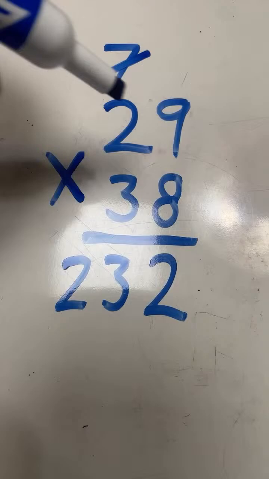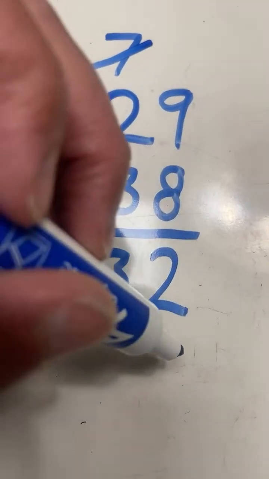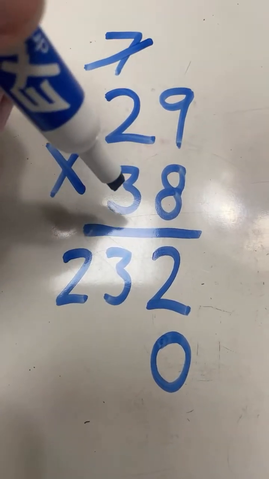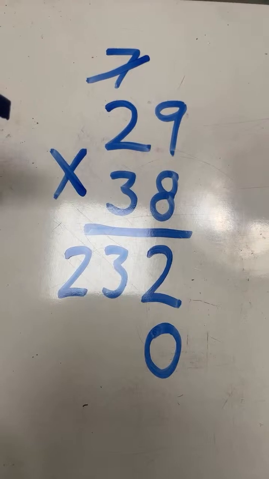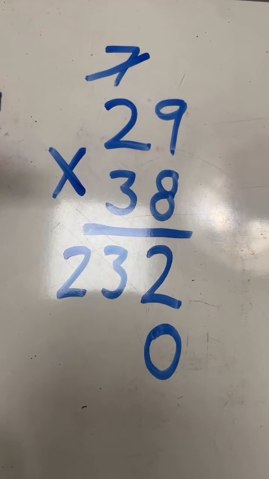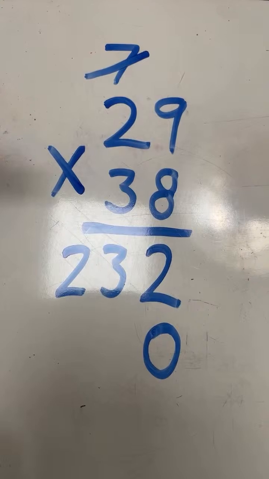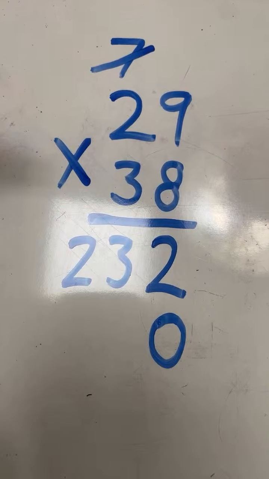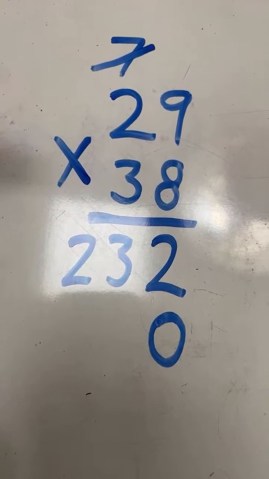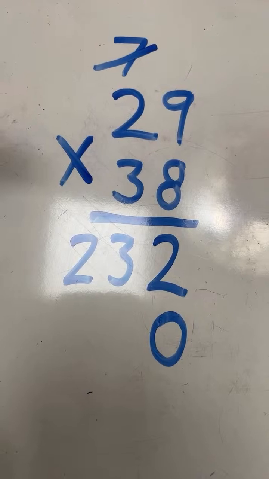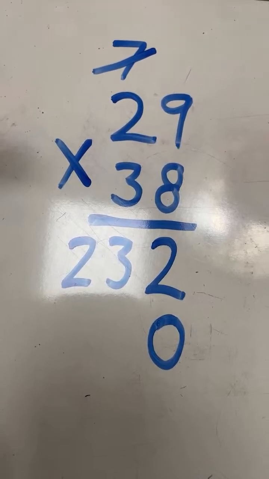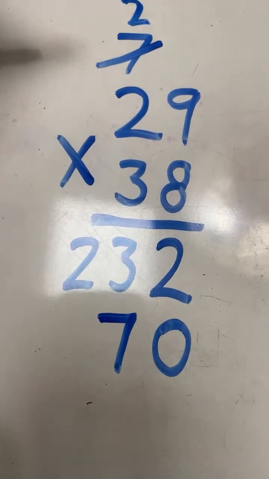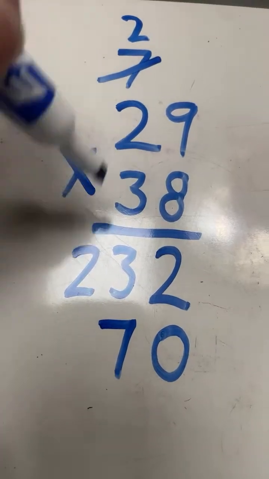Now we're going to put a 0 in the ones place since both digits in the ones place have already been multiplied. In our next step, we have to multiply the top 2 digits times the bottom digit in the tens place. All right, 9 times 3 equals 27. 7, carry the 2. 2 times 3 is 6, plus 2 is 8.